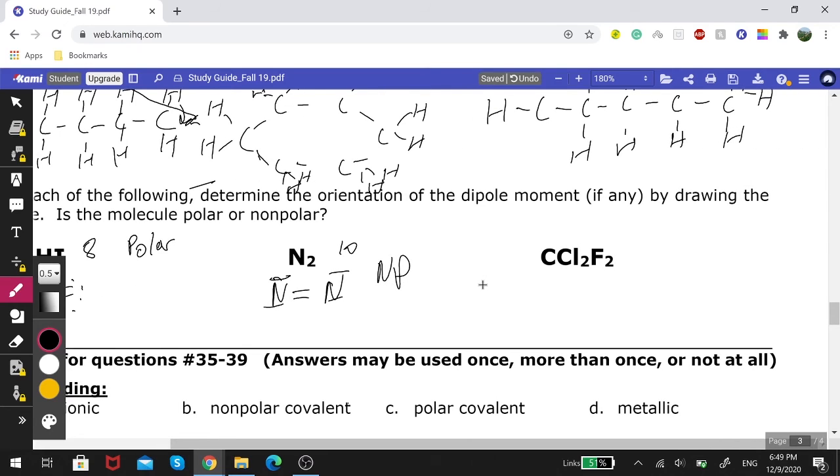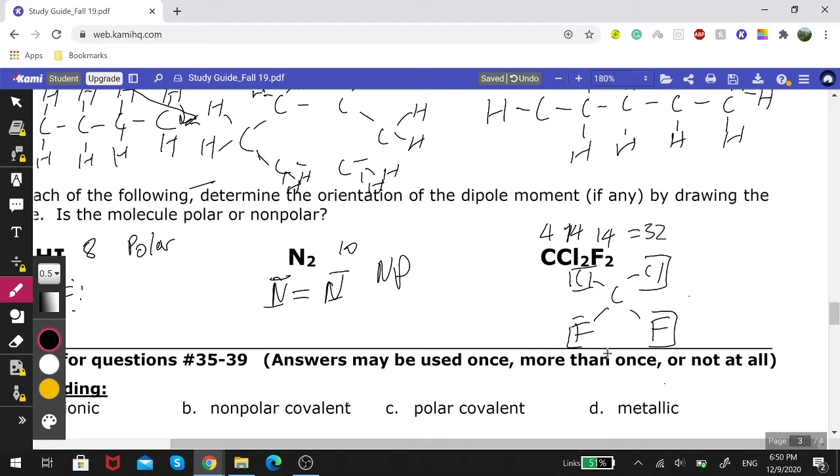Finally, CClF. We have C over here, Cl on top, and F on the bottom. Let's do it that way. C has 4, Cl has 7 times 2, 14, F has 14, so 28, 32. 4 times 8 is 32, so all of these will be filled real quick. From the look of it, we know this is polar since all the atoms around the carbon are not equal. But we have to draw the dipole moment.